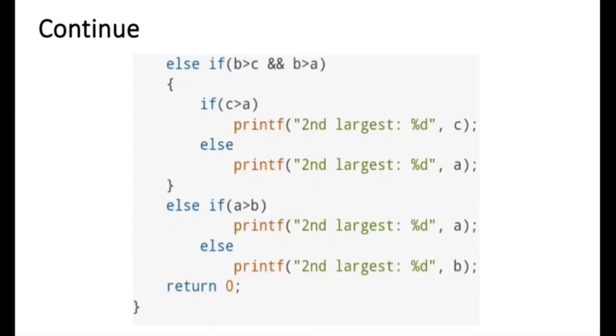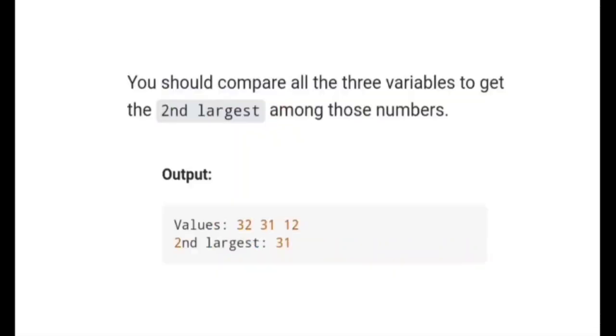Continuation of this program, if this does not execute, we are going to use the else if statement. Else if b greater than c and b greater than a, open the curly braces after every if statement. And if c greater than a, printf second largest %d comma c, else printf second largest %d comma a. Else if a greater than b, printf second largest number comma a, else printf second largest comma b, and then return 0 and close the braces.